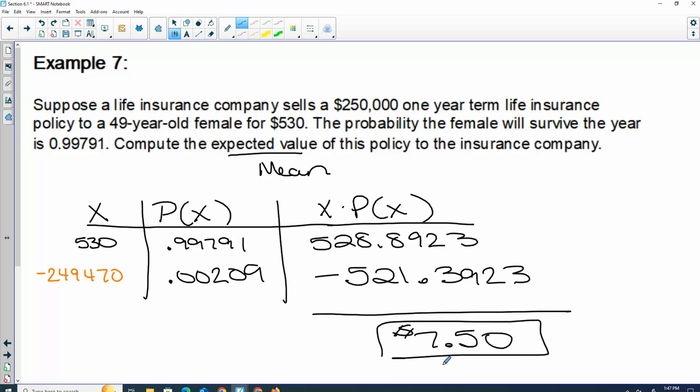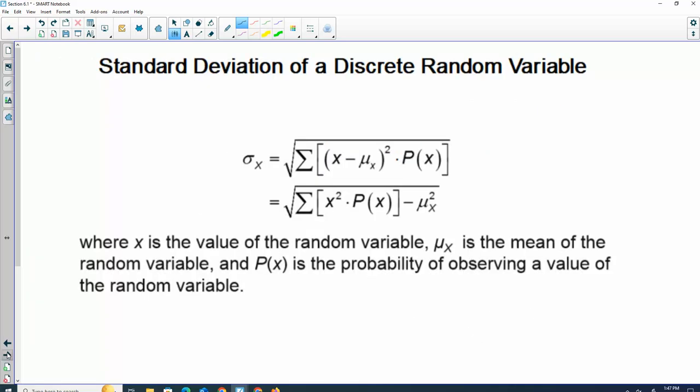The other thing we can do is find the standard deviation. These calculations are on that formula sheet for the mean and standard deviation. There are two different options. The easiest is this second one: the square root of the sum of the x squared p of x's minus the mean squared.